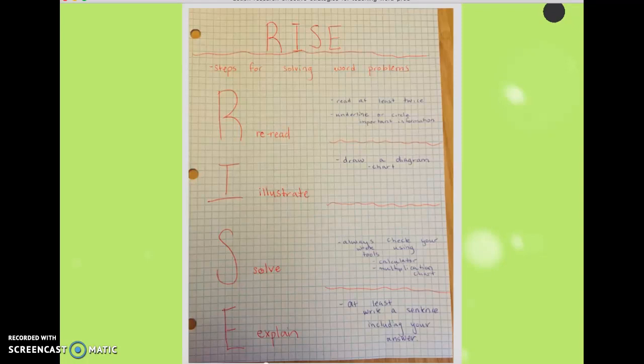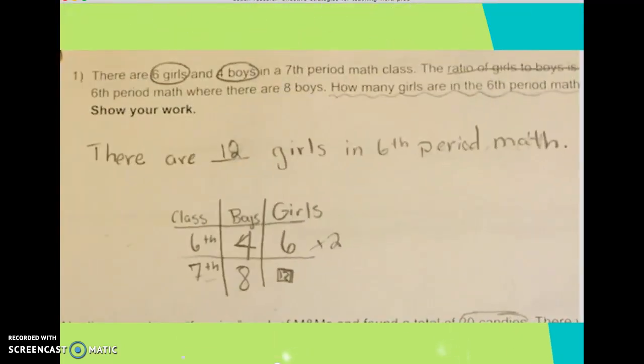The RISE strategy encourages students to reread a problem, read it at least twice, underline or circle important information, illustrate the problem by making a diagram. For this intervention, we focused on making charts. Then solve the problem and use tools available like calculators or multiplication charts to check their work. And a simple explanation of their problem. For this, I just asked them to write at least a sentence including their answer. Here's an example of student work from this strategy, utilizing all of the steps of the RISE process.